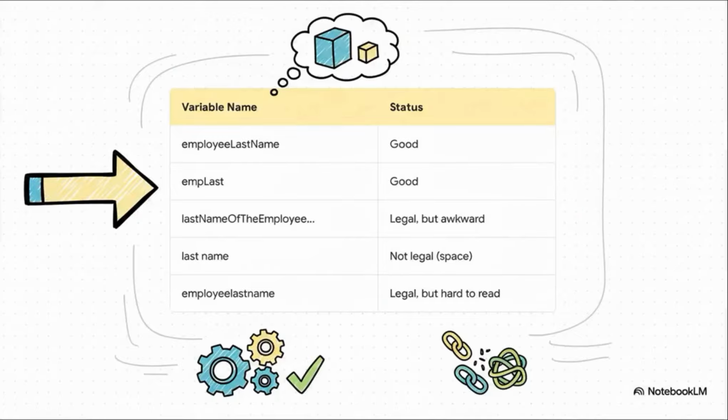Now, naming these boxes is kind of an art form. Good names are clear, they're descriptive, and they have to be a single word, no spaces allowed. I mean, you could get super specific, but then it just becomes awkward to type. The real goal is to find that sweet spot, a name that's short, descriptive, and really easy to read.